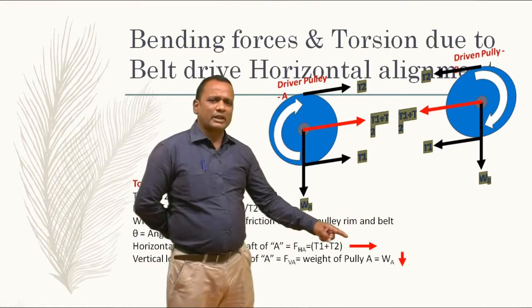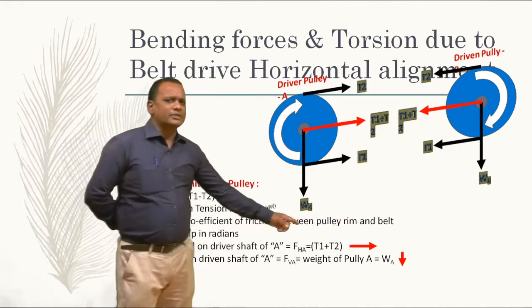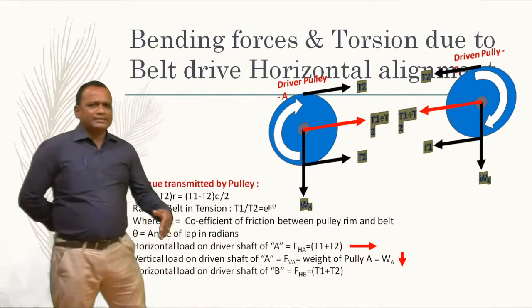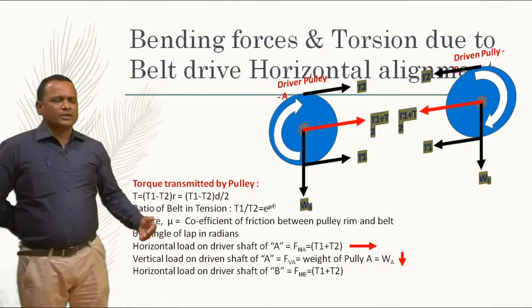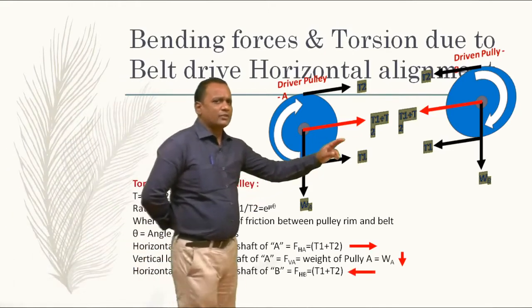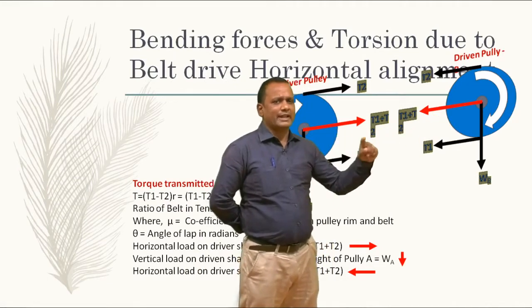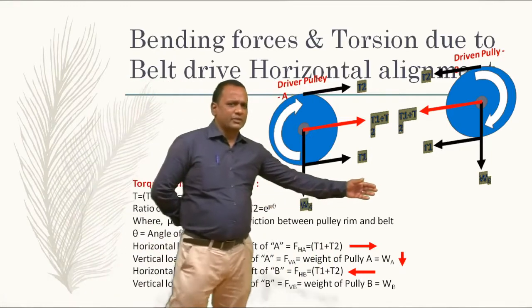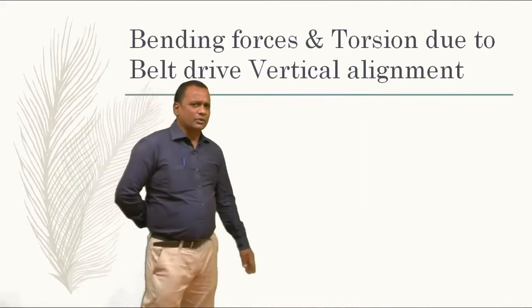This is one direction when I say horizontal, and for vertical, this is the direction it comes from. So we know the horizontal and vertical forces at A. In a similar way, the horizontal force at B would be the summation of T1 and T2. The only thing is, the direction of this is opposite to that of A. That's the reason we differentiate A and B, since the direction is different. Similarly, the weight of pulley B would be WB, and the direction is shown over there.